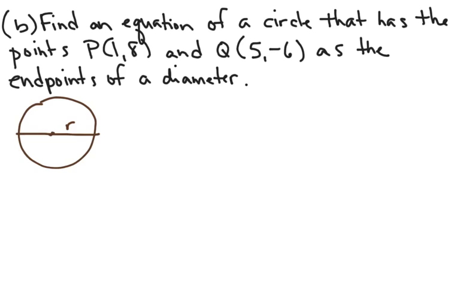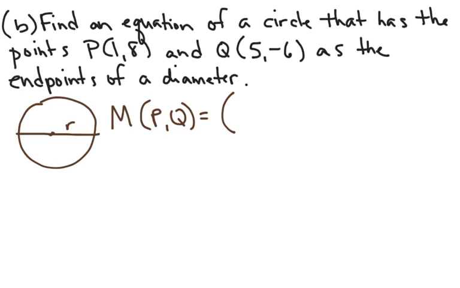So I could do one of two things. I could find, well, I need to do two things. Let's do it this way. I need to find out where the center of this circle is. And it turns out that the center is at the midpoint of the 2 points on the diameter. So let's find the midpoint of PQ, and then I'll know where the center is.